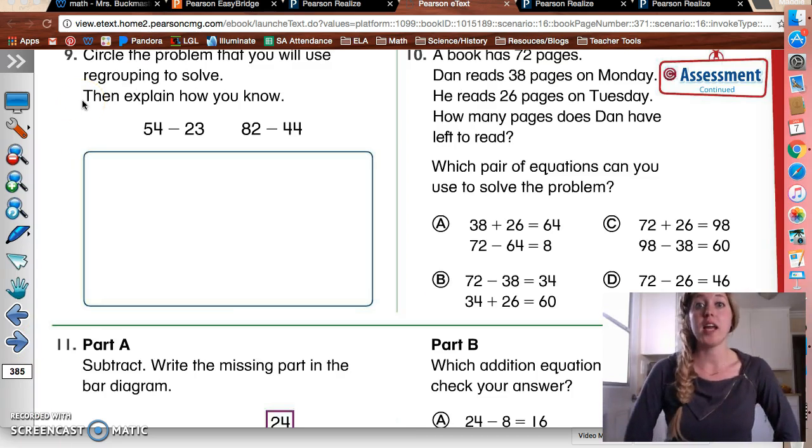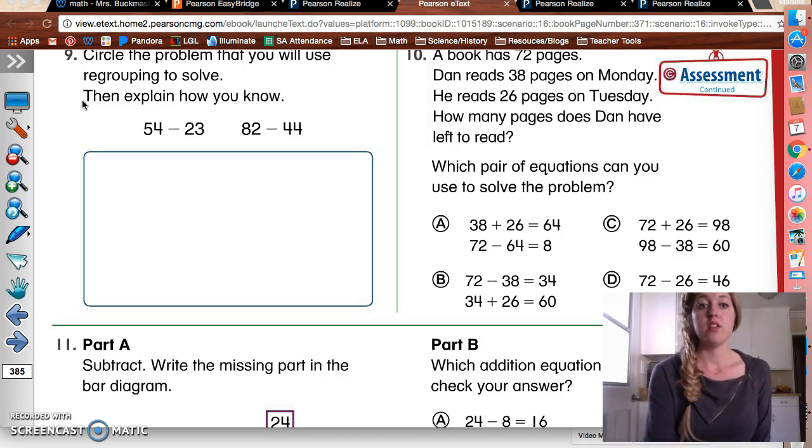It says, circle the problem that you will use regrouping to solve. Then explain how you know. So you're only choosing one of these. Whichever one you need to use regrouping to solve is the one that you choose, and then show how you would do that down here. You can explain your mathematical thinking using word sentences or number sentences or bar diagrams or pictures. You decide. Just do something that explains your thinking for me. Pause and solve.